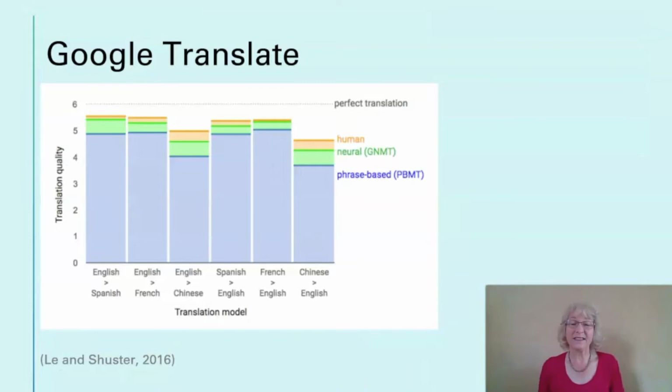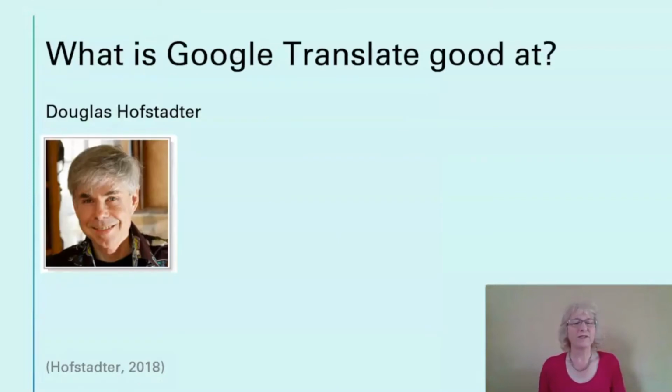As you can see in this graph showing their analysis of test translations, Google claimed that neural machine translation, in green, is fast approaching human translation, in orange, particularly in European languages. In 2016, there were 2.5 billion sentence pairs in the training material for English and French, and 500 million for English and Chinese. So, what's Google Translate good at?